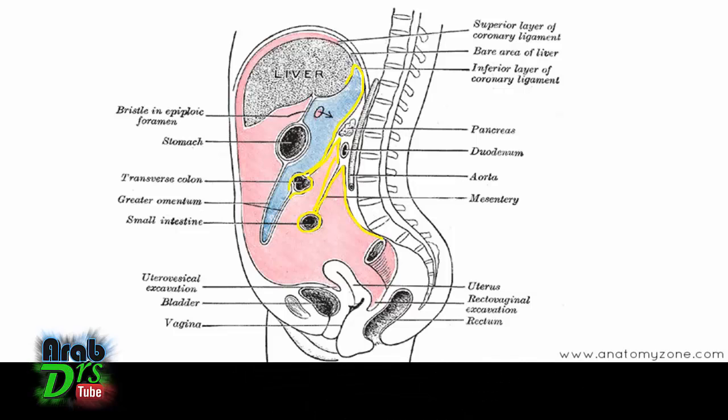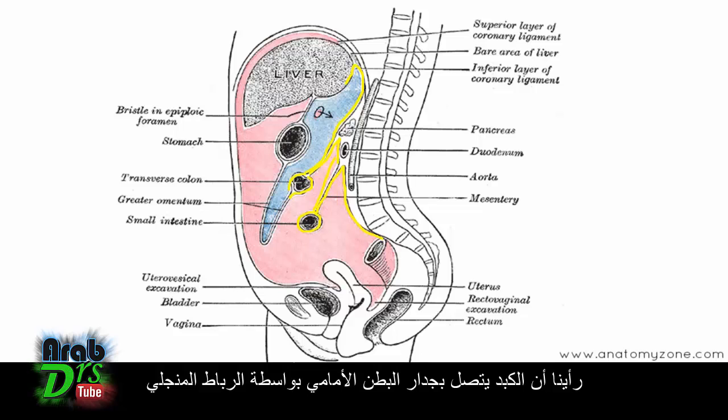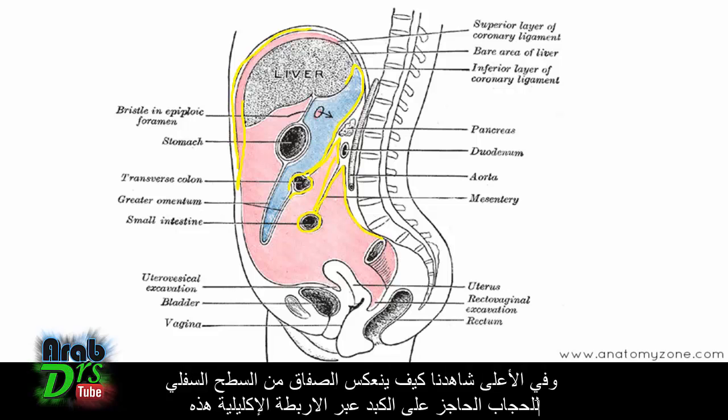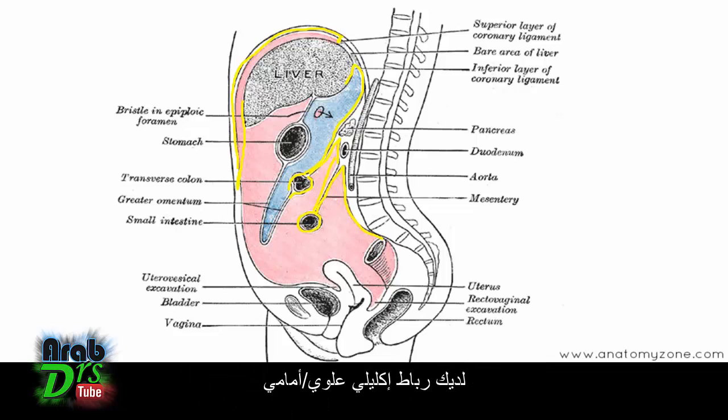So we've seen how the liver is attached to the anterior abdominal wall by the falciform ligament. We've seen how the parietal peritoneum surrounds the whole peritoneal cavity, and at the top we looked at how the peritoneum reflects from the inferior surface of the diaphragm onto the liver via these coronary ligaments. So you've got an upper or superior or anterior coronary ligament and a lower inferior or posterior coronary ligament which reflects from the diaphragm and surrounds the liver in this peritoneum.